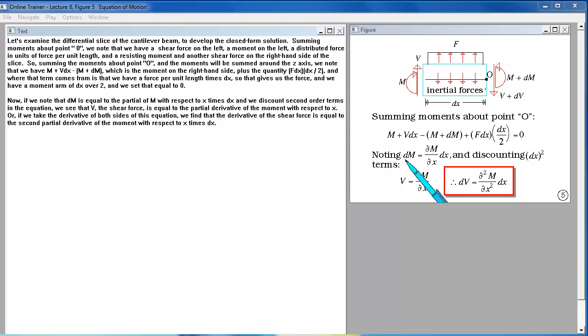Now if we note that dM is equal to the partial of M with respect to x times dx, and we discount second-order terms in the equation, we see that V, the shear force, is equal to the partial derivative of the moment with respect to x. Or, if we take the derivative of both sides of this equation, we find that the derivative of the shear force is equal to the second partial derivative of the moment with respect to x times dx.